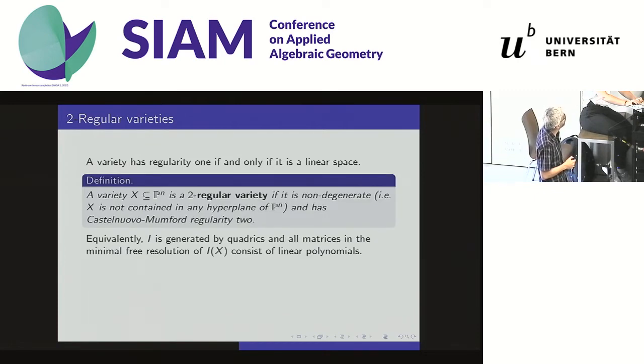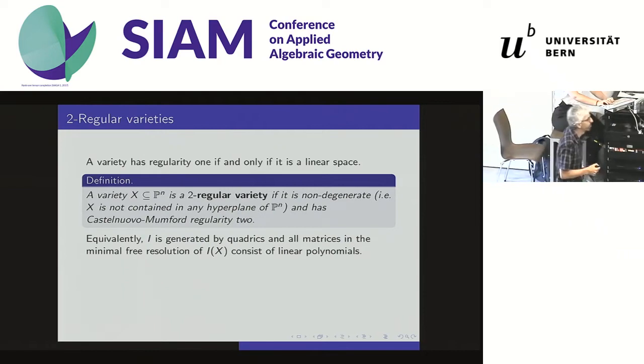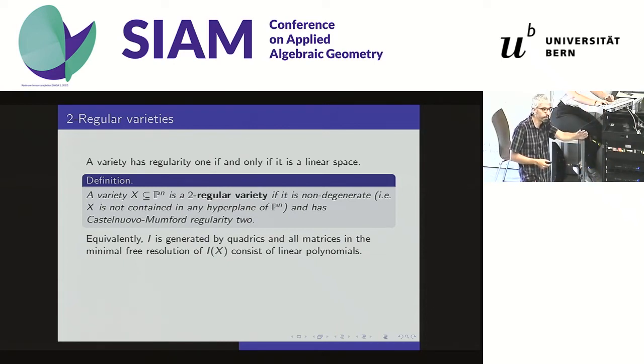So we add this definition. A variety X inside P^n is a 2-regular variety if it's non-degenerate and has Castelnuovo-Mumford regularity 2. So this term non-degenerate, which I will use a lot during the talk, is very easy. All it's saying is that your variety is not contained in any proper hyperplane in your space. Because if it was contained in a proper hyperplane, you would rather think of that as your ambient projective space. So that's something that you can always say without loss of generality, let's say.